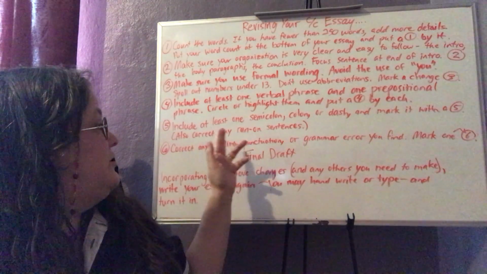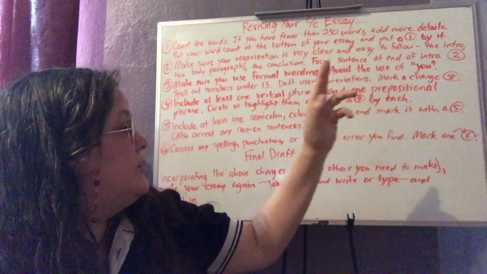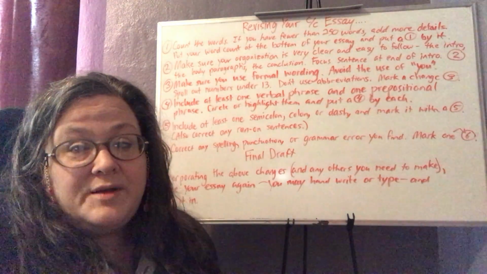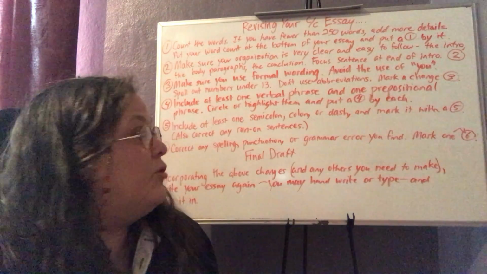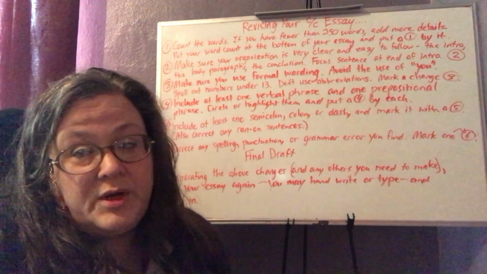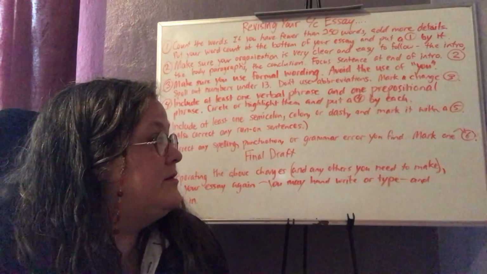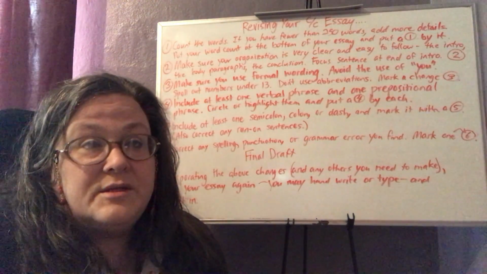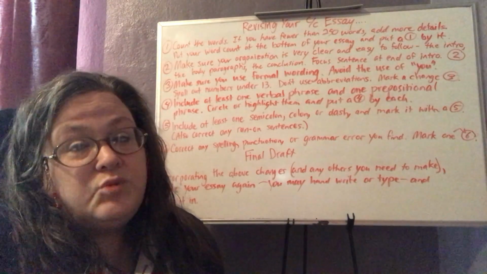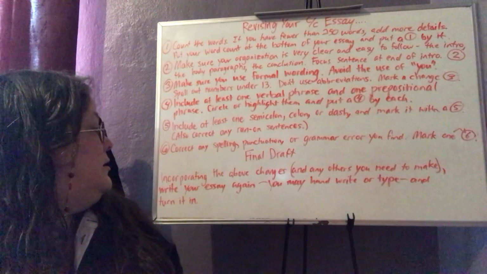Number 5, include at least 1 semicolon, colon, or dash. You can choose 1 and mark it with a 5. Also at this point, you should be correcting run-on sentences if you have not already. That means if you have put 2 sentences together without the appropriate punctuation and or conjunction, you need to add that. Break the sentences up if they are more than, say, 4 lines long. Probably you don't need a sentence that long, so you can break that up.